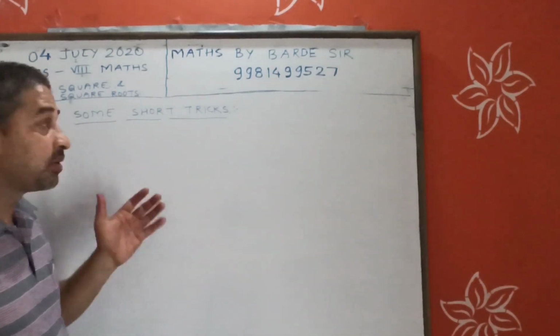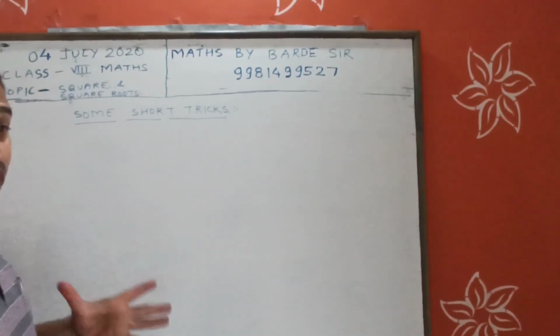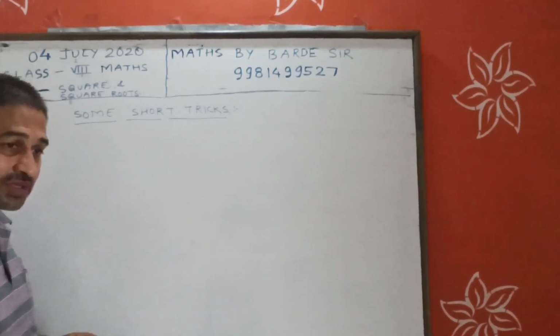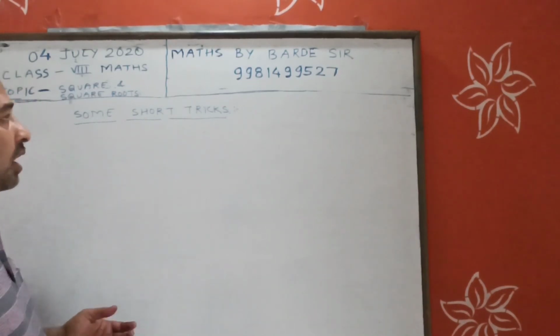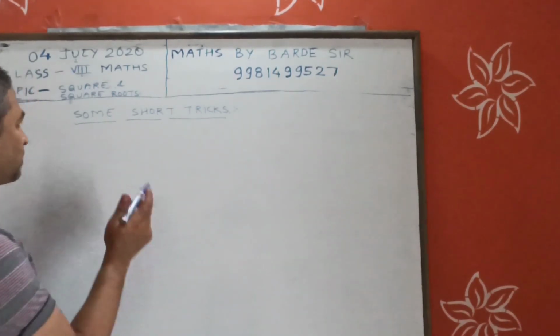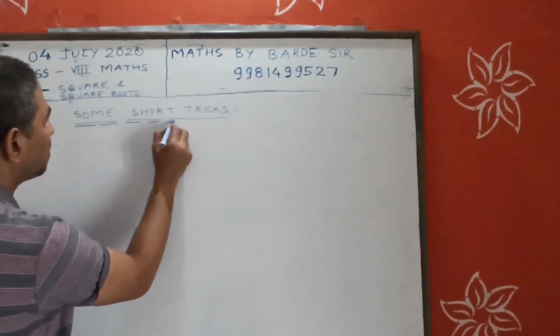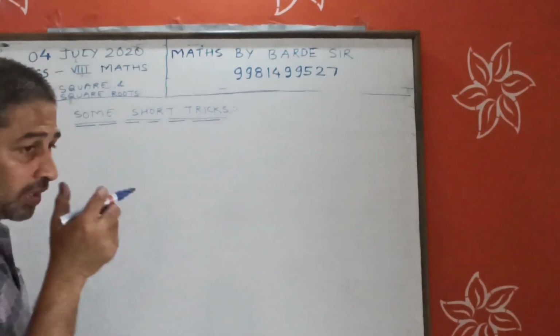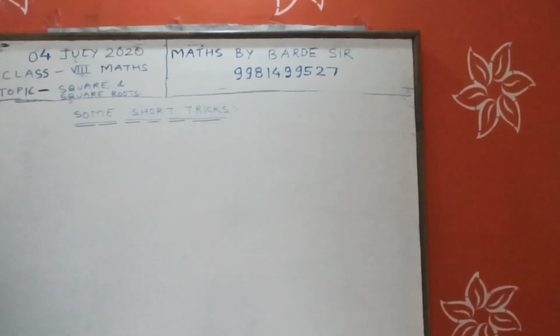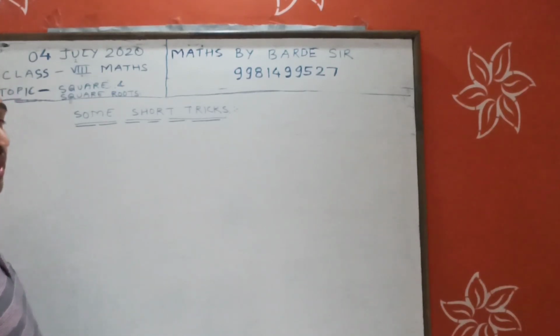Today we are going to discuss some short tricks to find out the square of certain numbers and for multiplication as well. Very important for doing the solutions, because you are all aware that we have to multiply while solving the questions based on multiplication, based on mensuration.